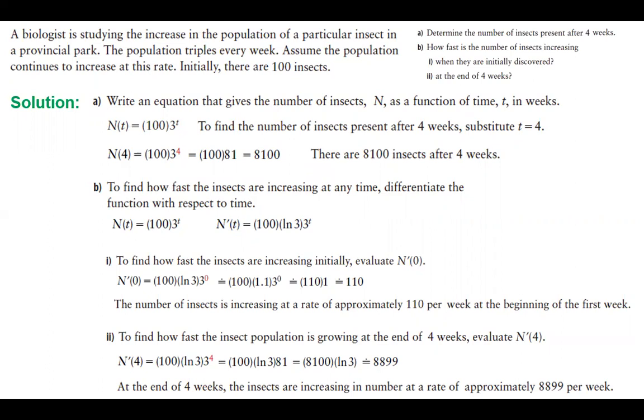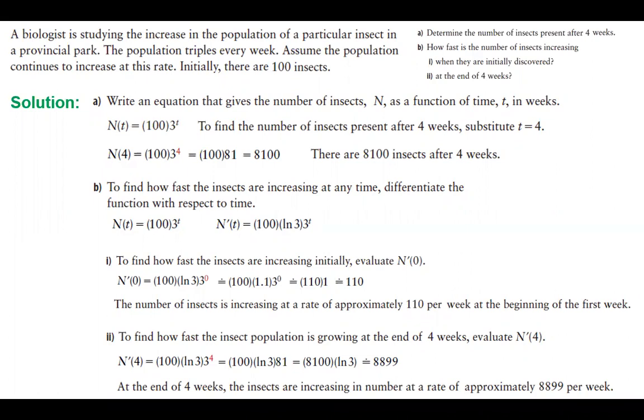Any questions? No? Okay, then question B, to find how fast the insects are increasing at any time. This is an instantaneous rate of change of the original function, right? So we can differentiate the original function, n(t). Note that n(t) is actually 100 times the exponential function, right? So the derivative, n'(t), equals 100 times ln 3 times 3 raised to the power of t. That's the first derivative of n(t).